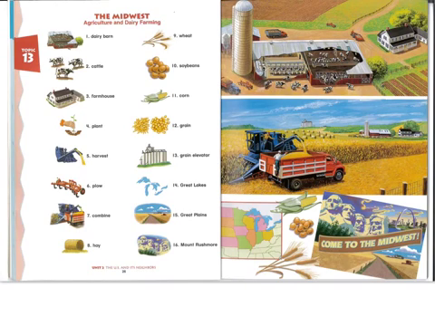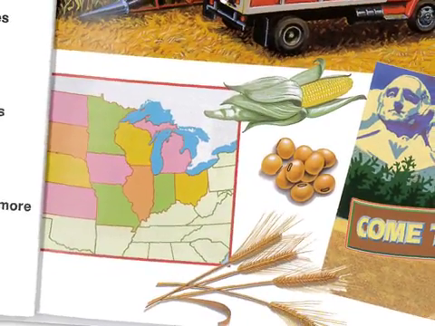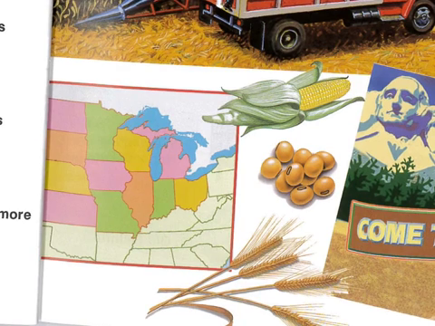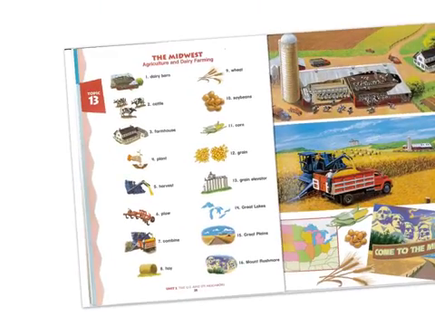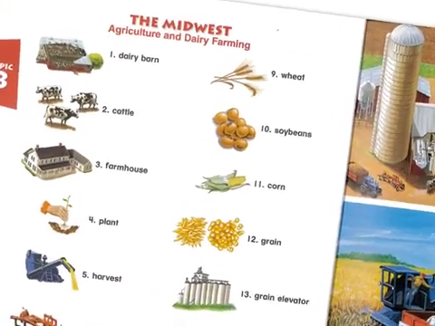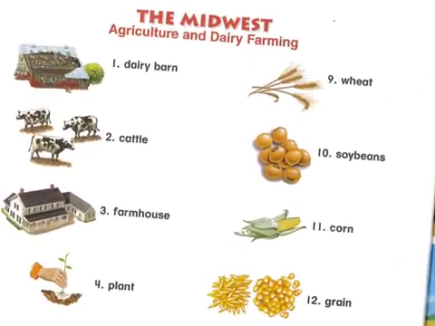Okay, we're studying the regions of the United States of America, and this region is called the Midwest. Okay, if we look at the map, what we're talking about, the Midwest. Okay. So the Midwest is known for agriculture and dairy farming.